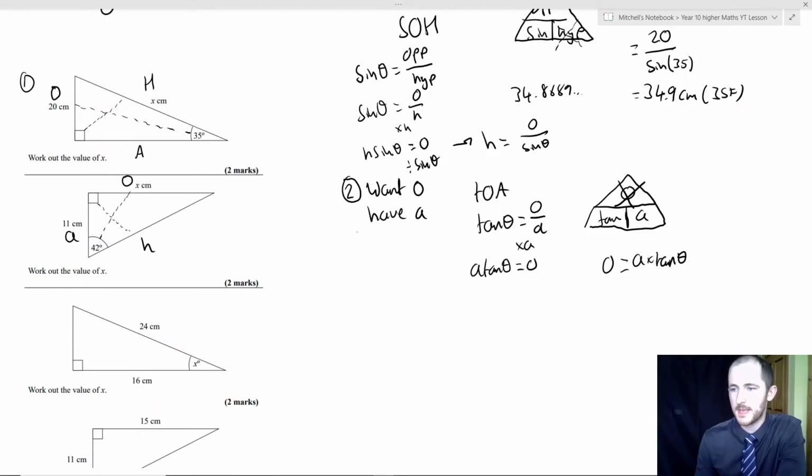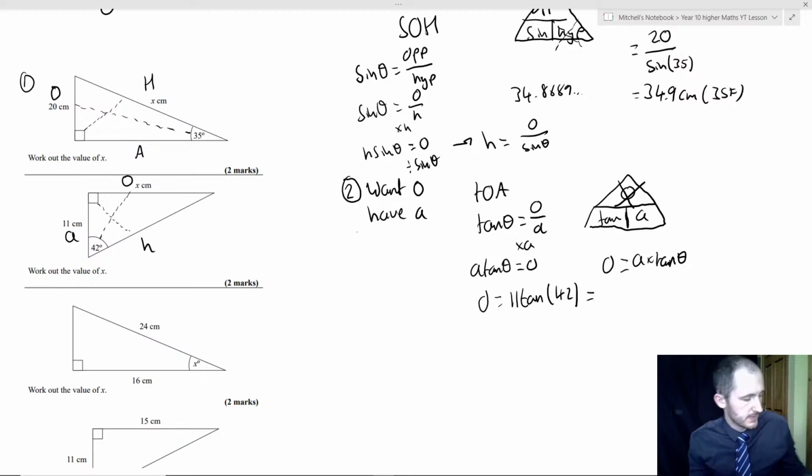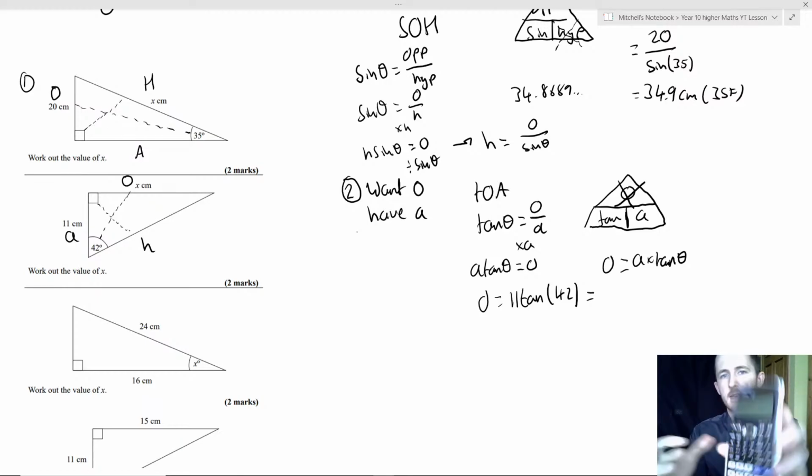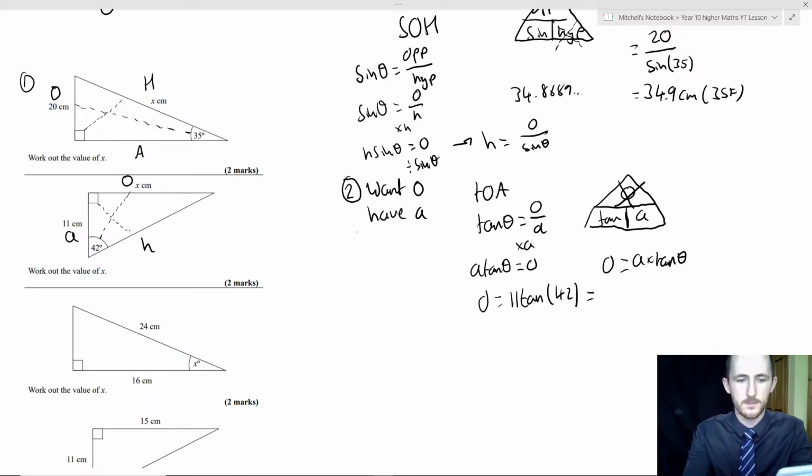And then all we need to do is substitute it in. So O is equal to, what is A? It's 11. And then you can put the times sign if you want, but you don't need it. I'll ignore the times sign for now. And that's tan, open bracket, 42 degrees, close bracket. Type that into your calculator. So 11 tan 42, exactly as it appears. I didn't put the times sign, but you're more than welcome to. And you get 9.90 to 3 significant figures.